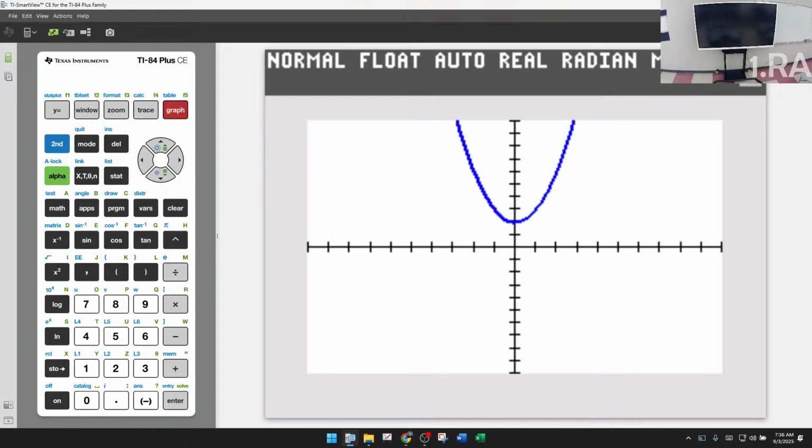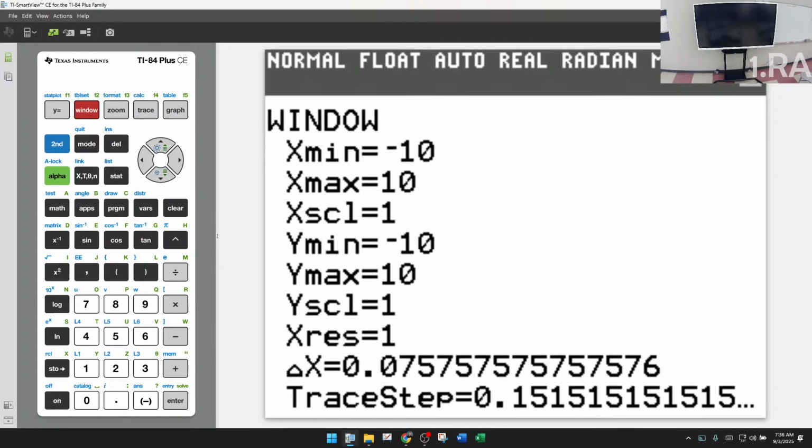Mine's a normal window. But good. I can see the point of intersection. Your job is to make sure you can see that point of intersection. If you can't see it, you've got to move your window around to where you can see it. And you just go to window and start changing your x mins and x maxes. I might even change it now because I know that it's too big.